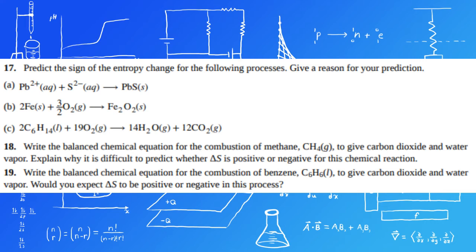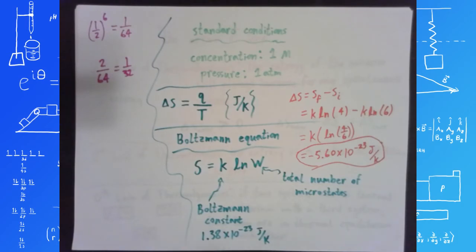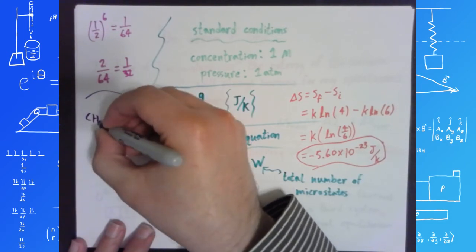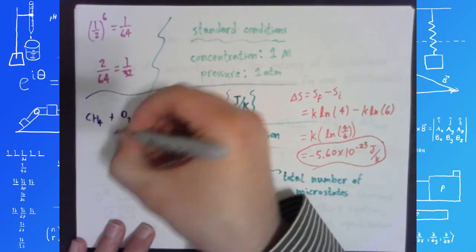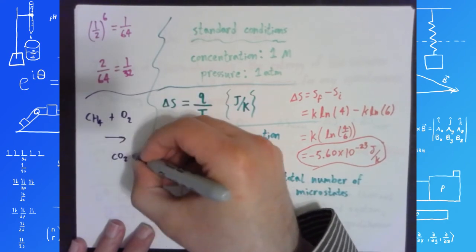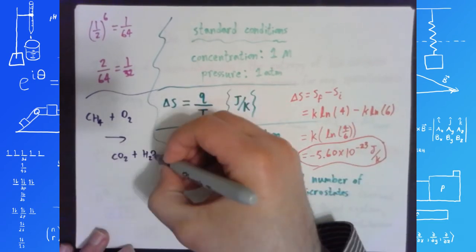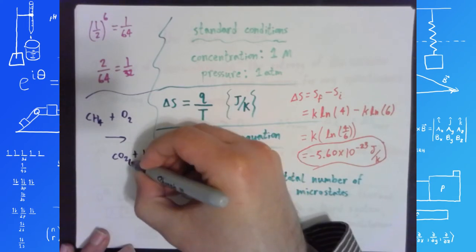Problem 18, write the balanced chemical equation for the combustion of methane to give carbon dioxide and water. Explain why it is difficult to predict whether delta S is positive or negative for this chemical reaction. Let's see. Combustion of methane. So it would be CH4 plus O2 giving CO2 and H2O. And both of those are in the gas phase, so it's not liquid water.